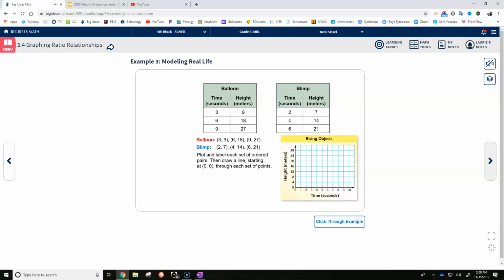Then draw a line starting at 0, 0 through each set of points. For the balloon, plot 3, 9; 6, 18; and 9, 27.